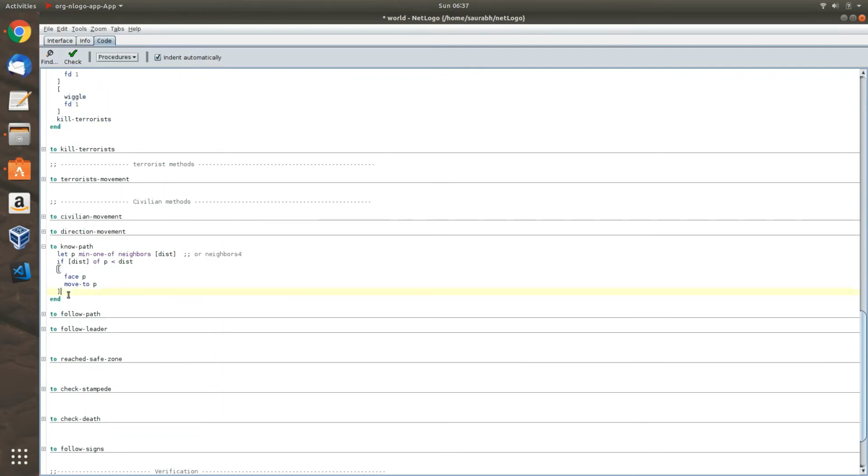The fourth function is the no path function. What this function basically does is it is executed by all the hostages, and it tells the best patch to go to in order to reach the exit.